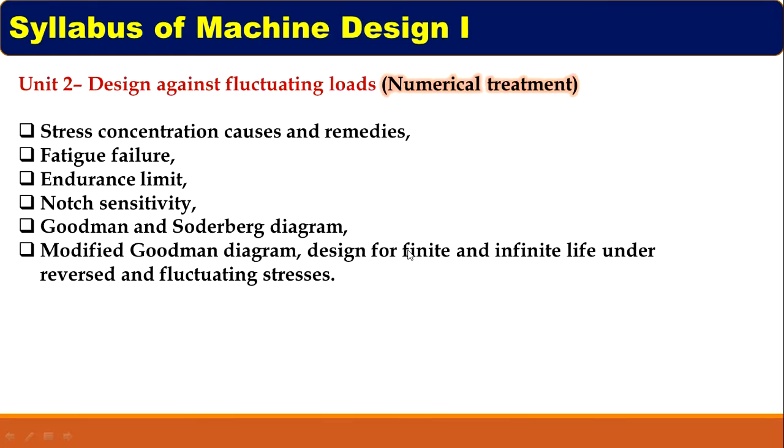Now the next unit is design against fluctuating loads. This unit also consists of numerical treatment, and its contents are stress concentration, causes and remedies, fatigue failure, endurance limit, notch sensitivity, Goodman and Soderberg diagram, modified Goodman diagram, design for finite and infinite life under reversed and fluctuating stresses. This is the most important and critical part of this subject.